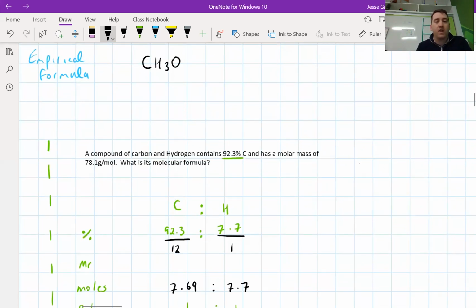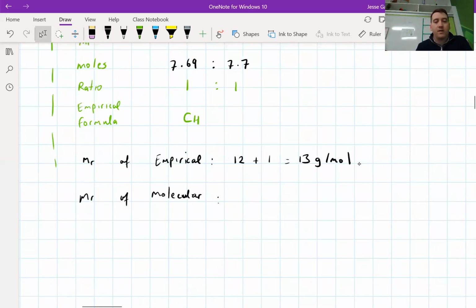So I'm going to pause the video and let you write it down. Okay, so it should be 78.1. And what we're going to do now is find out how many empirical formulas are in the molecular formula. So this is going to be 78.1 divided by 13. And of course, both of these units are grams per mole. Pause the video and find out how many of these empirical formulas are in the molecular formula.